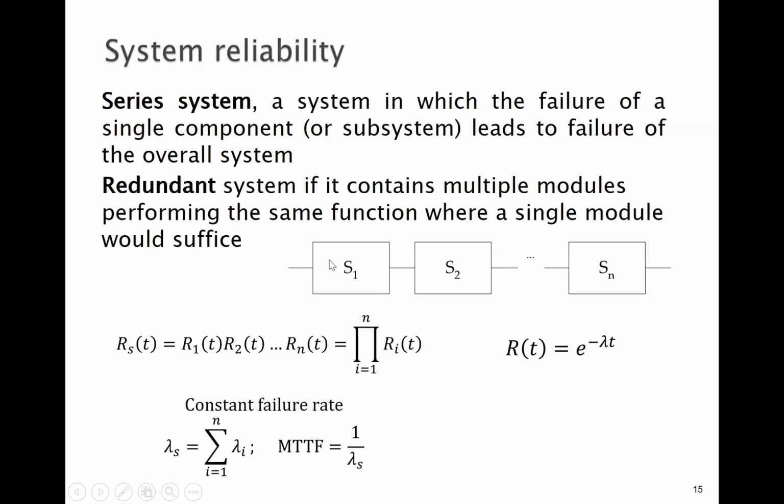For a series system, the reliability can be written as the product of the reliability of each subsystem: R1 of T, R2 of T, up to Rn of T. And R of T is again e to the minus lambda S times T, where the constant failure rate, lambda S, is the summation of the failure rates of all components, and the mean time to failure is 1 over lambda S. Once we know the reliability of each subsystem, then we can estimate the overall reliability of the system.